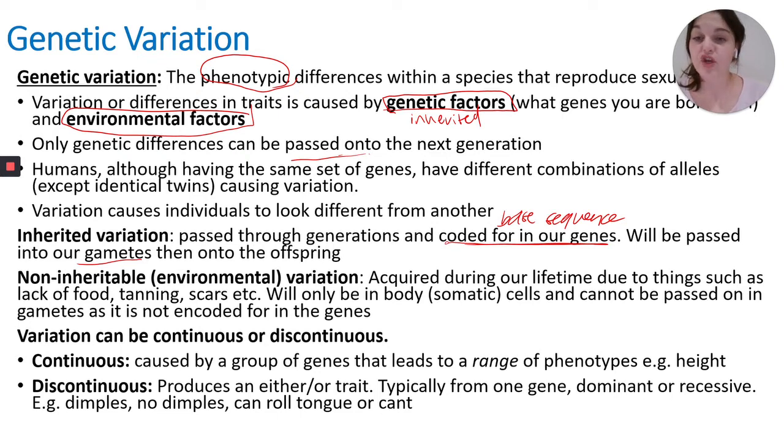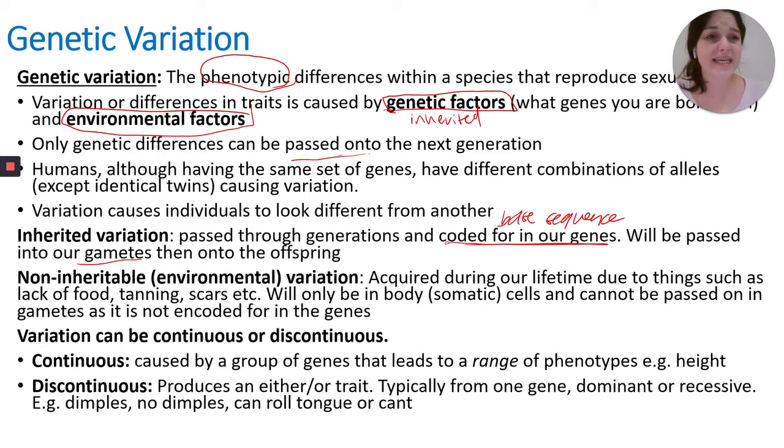However, non-inheritable, or what we just called environmental variation, is things that are acquired during our lifetime that we can't pass on. So like food, lack of food, so maybe you're really skinny because you don't eat, or the opposite, you're quite big because you eat a lot. You can't pass that on to your kids. Obviously there's some examples of people who are genetically skinnier or bigger than other people, but depending on your diet, you're not going to pass that on to your kids.